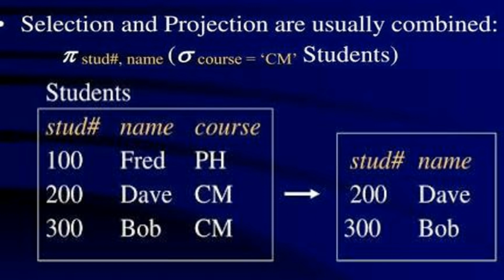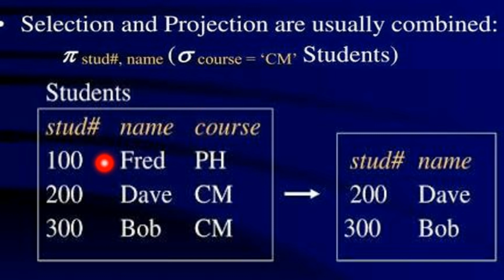Selection and projection are usually combined. Both will be combined in a single query; they will not be separated. It is not that selection is alone in one query and projection alone in another. Both operations are usually combined, and in a single query we can combine these two operations. Here pi represents projection and sigma represents selection. The expression is pi student hashtag, name, and sigma course equals CM, applied to the student table.